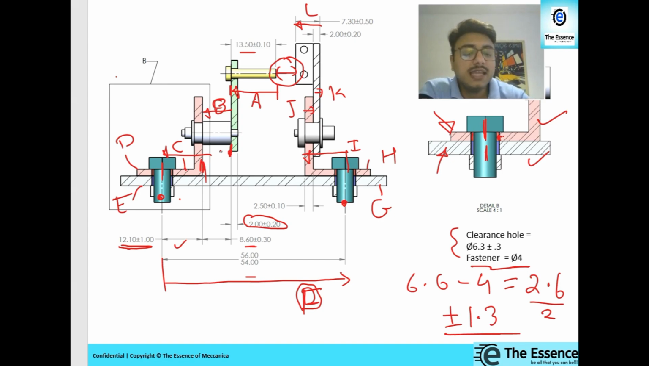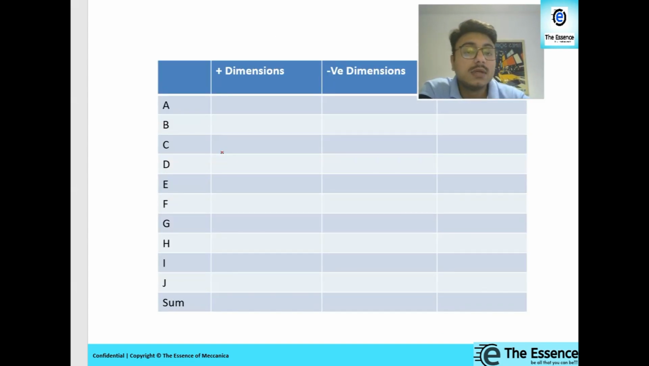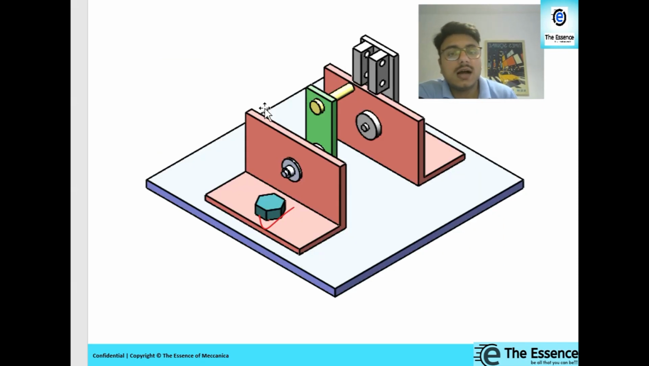Now we can prepare the loop diagram. We can prepare the stack up table as we have completed the loop diagram, put all these values over here, and then you will get the answer.